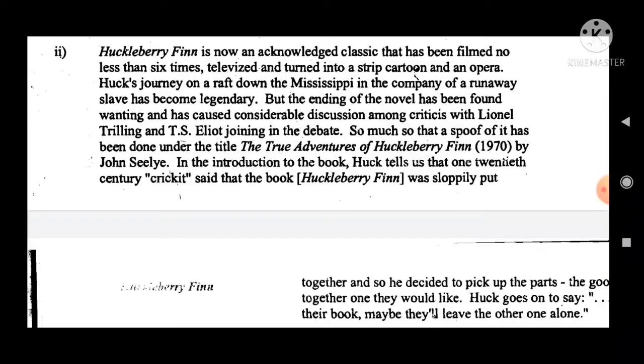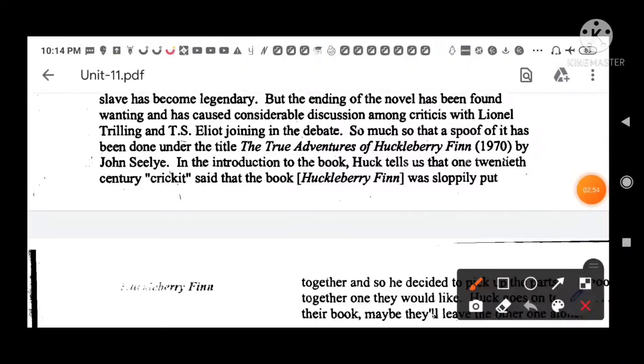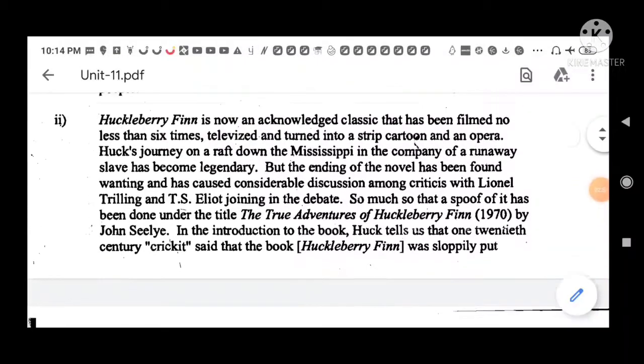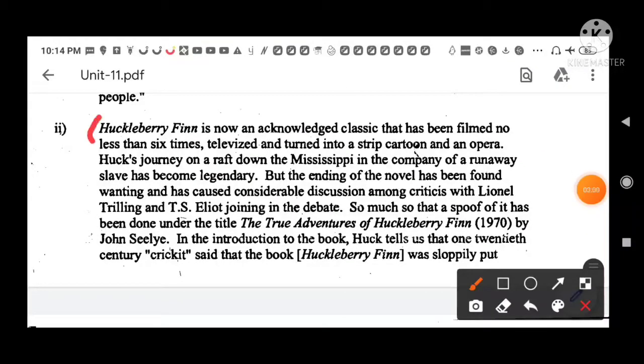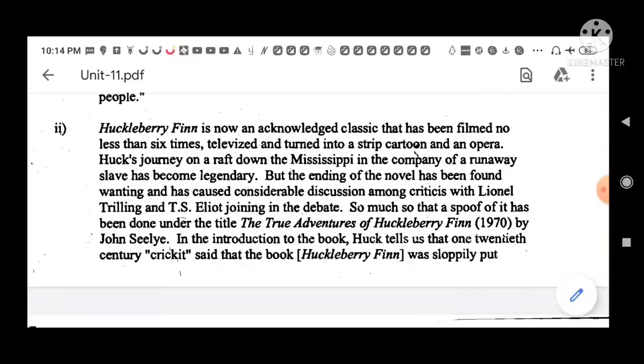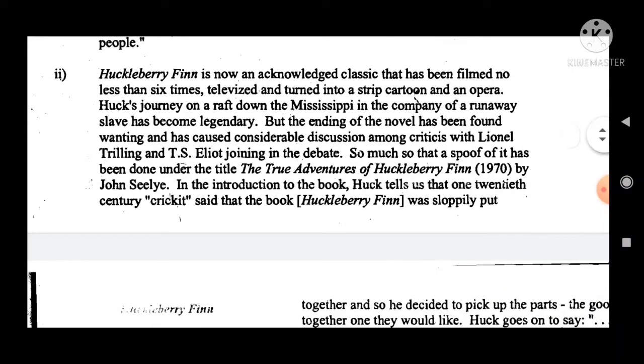So you can remember here the main point: Huckleberry Finn has already been filmed around 6 times. Huckleberry Finn is now an acknowledged classic that has been filmed no less than 6 times, televised and turned into a strip cartoon and an opera. Huck's journey on a raft down the Mississippi in the company of a runaway slave has become legendary.